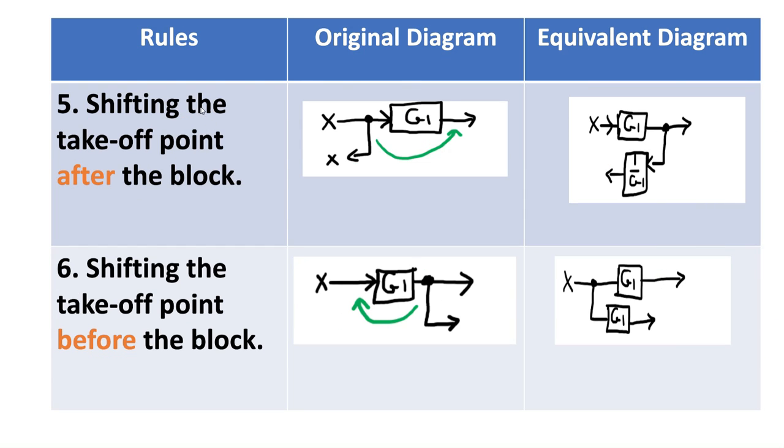Now after shifting the summing point, we are shifting the takeoff point. And similar to that, you have to add the additional block. So the output here is xG1, and in this case the output here is xG1, and here also it is xG1, and this is now your takeoff point here. So xG1 will act as input here, and when this enters this block, then the output is x.